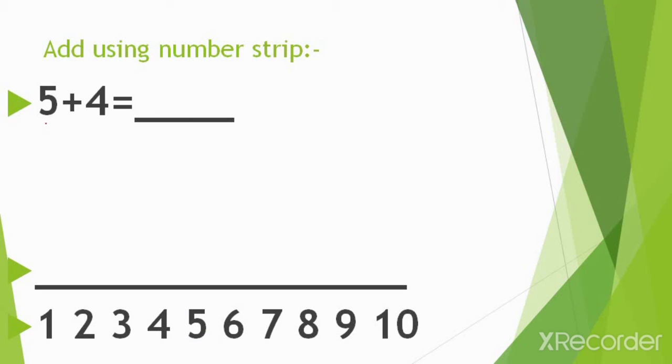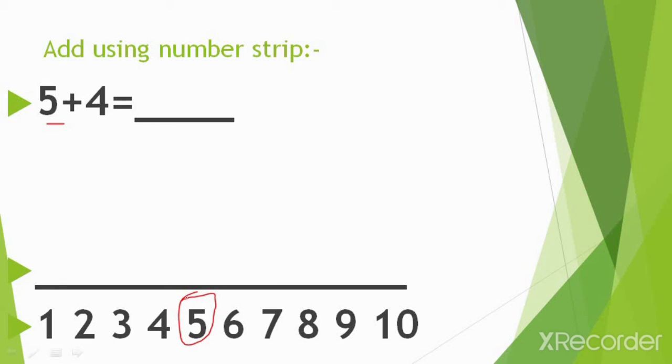Now 5 plus 4. That means we first have to find number 5 on the number strip. Where is it? This is 1, 2, 3, 4, 5. Where should our train stop? Our train should stop at number 5. Here it is. Make a circle around it.